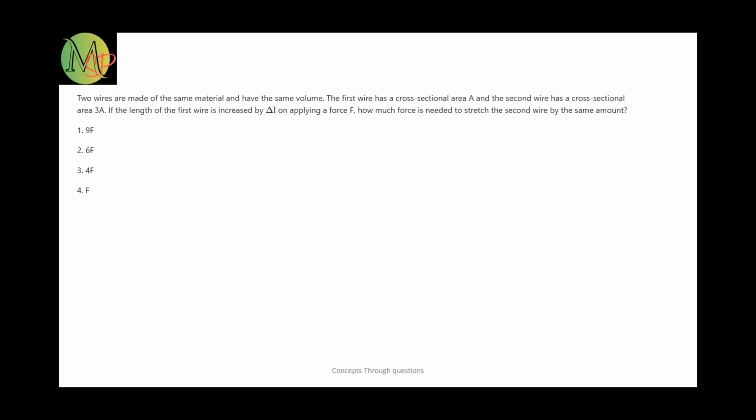You can see the next question. Two wires are made of the same material, which means Young's modulus is the same, and have the same volume. The first wire has cross sectional area A and the second wire has cross sectional area 3A. This is the first wire, this is the second wire. The length of the first wire increased by delta L on applying force F.